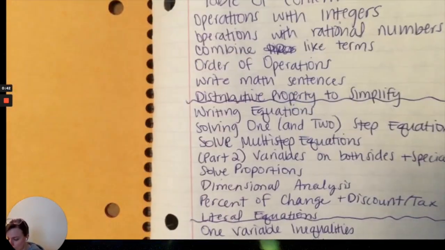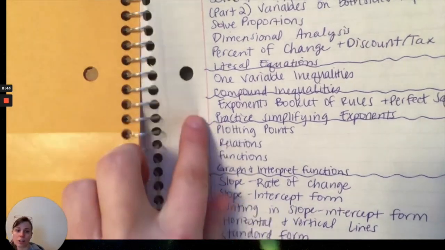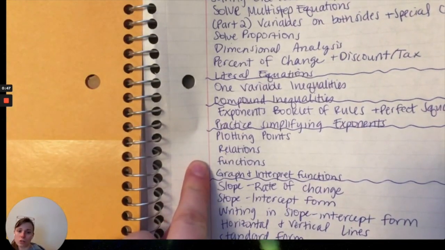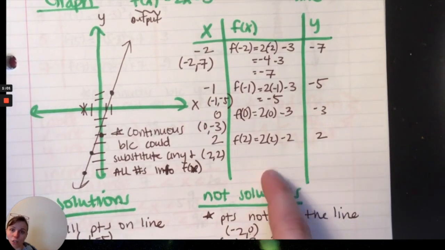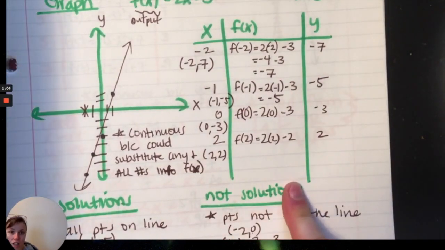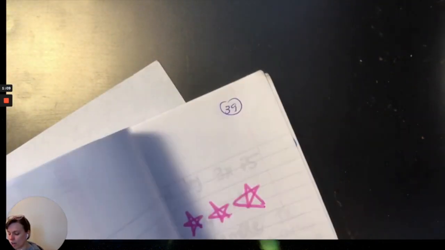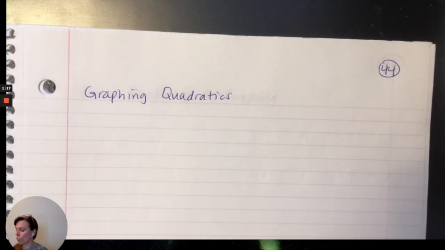If you want a refresher on how to graph in general, make sure you're going back to our relations and functions unit, so go to plotting points, and then also go to functions, but then also interpreting functions. Number 24 is really nice because it has a table. This kind of table is what we're going to work with for graphing, but then we're going to do quadratics. So just an FYI that it is going to be squared.